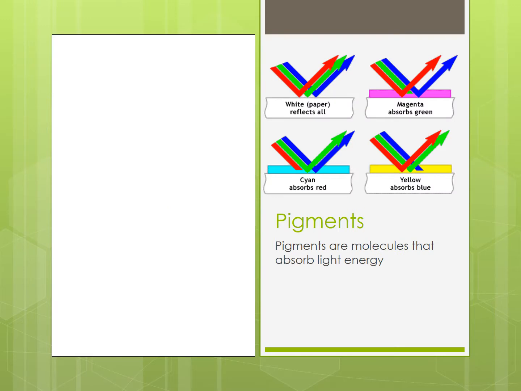Inside of plants, you have these things called pigments. Pigments are molecules that are going to absorb energy of a certain wavelength. You might have cyan pigments. Cyan absorbs red, but reflects blue and green, so you get that sort of light color. The pigments that are in plants will absorb specific wavelengths while reflecting others.